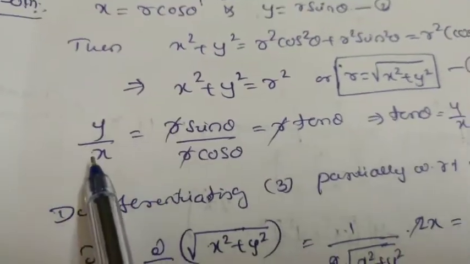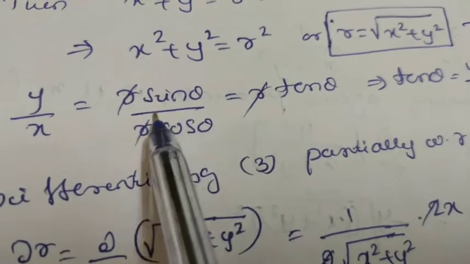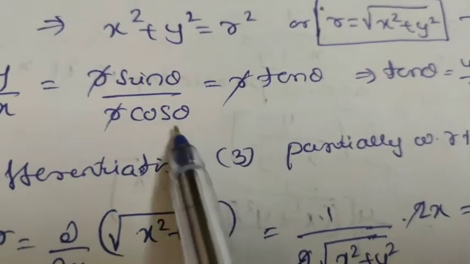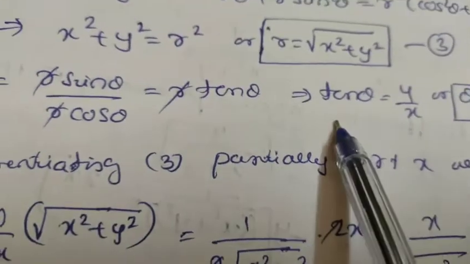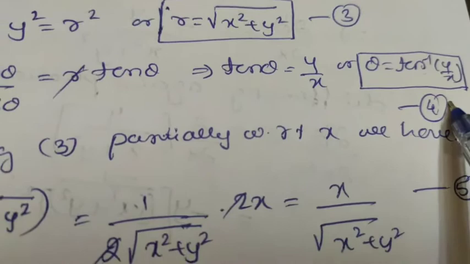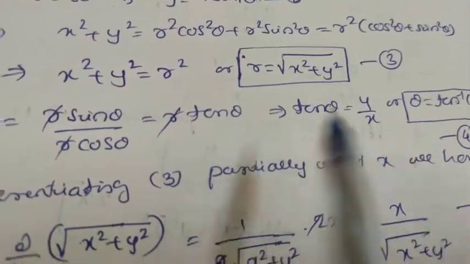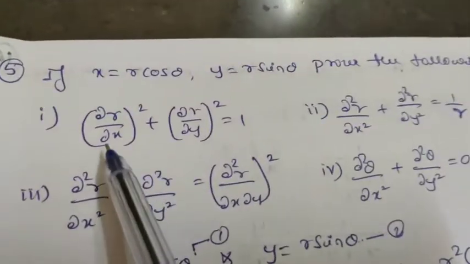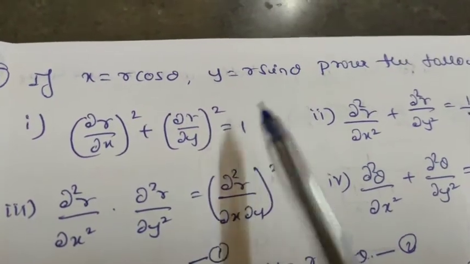And let us divide these two. Equation 2 by equation 1, that is y by x is equal to r sin theta divided by r cos theta. r gets cancelled, it is equal to tan theta. So we have tan theta is equal to y by x, or theta is equal to tan inverse y by x. Now we have got r and theta. What do we want to find? We want to find (dou r by dou x) whole square plus (dou r by dou y) whole square.